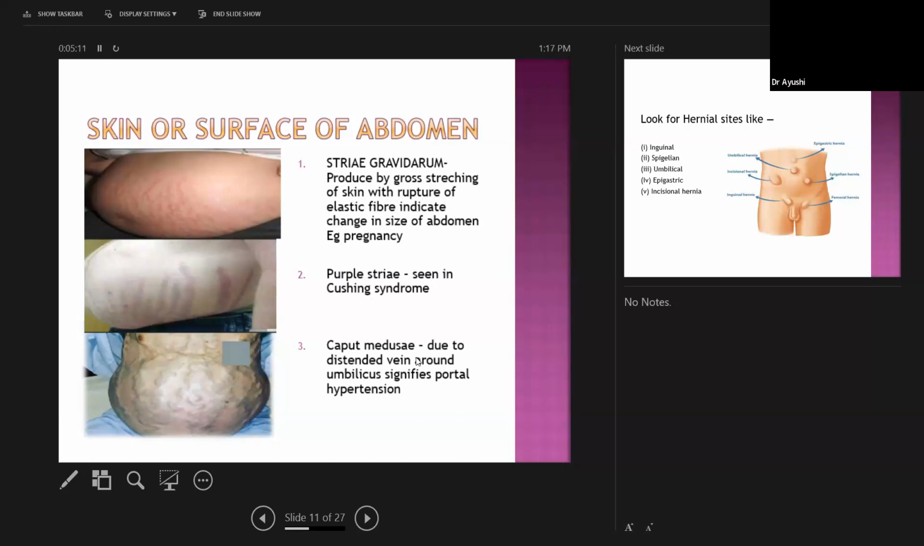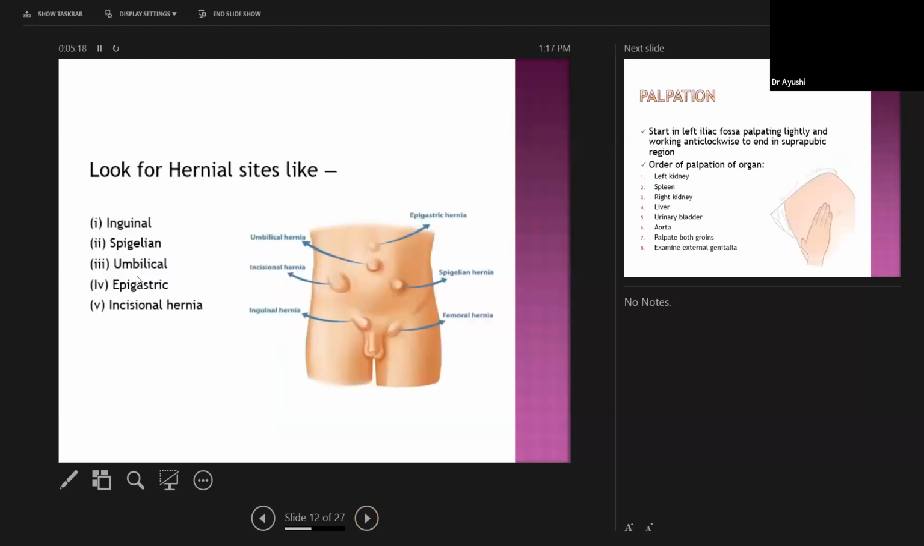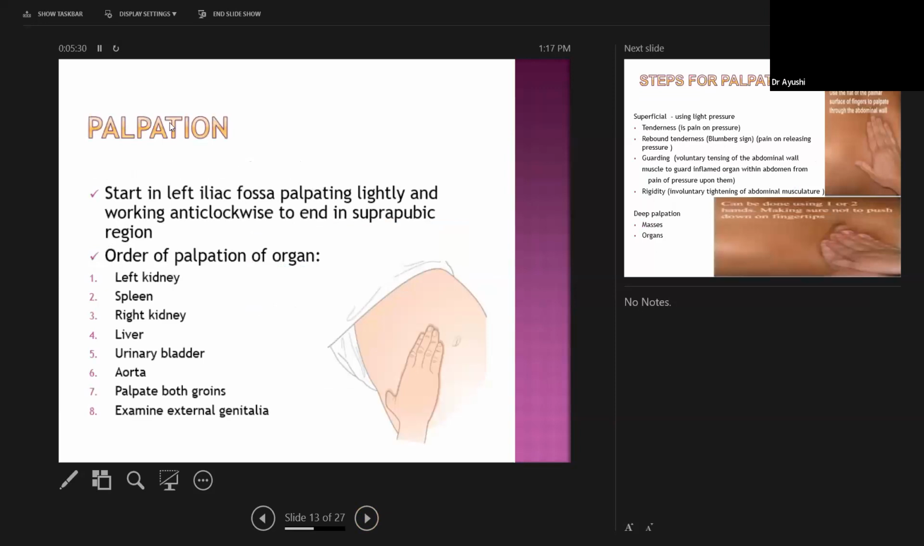Caput medusae is due to distension of veins around the umbilicus, and it mainly signifies portal hypertension. Then at last, we also have to look for the hernial sites, mainly inguinal hernia, then femoral hernia, the umbilical hernia, the epigastric hernia, and the incisional hernia. Now we'll come to the palpation.